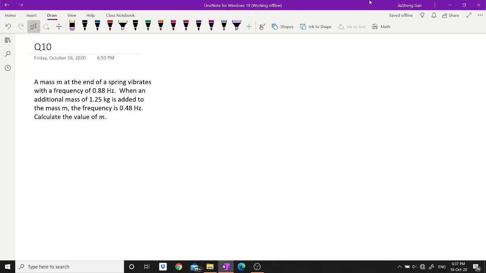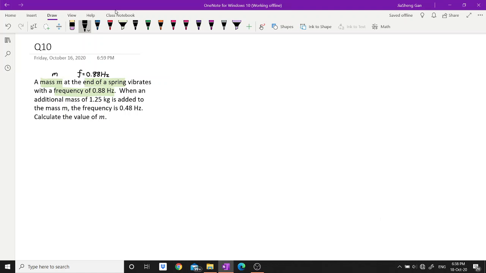Hi everyone, so this is question 10 that we are going to solve right now, so please have a look at it. Okay, so the question says that there is a mass M, to give you the symbol M, at the end of a spring, and it's vibrating with a frequency of 0.88 Hertz. So you have mass M, then you have frequency which is 0.88 Hertz.